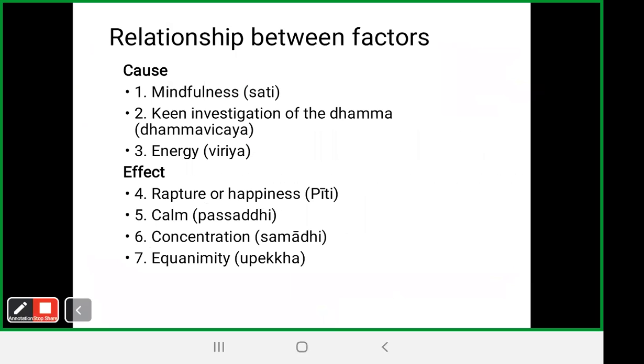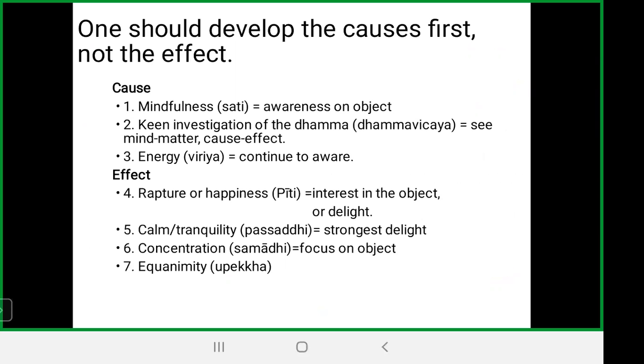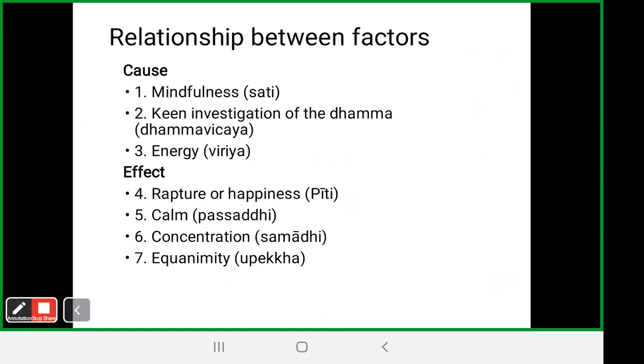Now, this is my main point here. There are 7 factors of enlightenment. We need to know what is the cause and what is the effect. The first one, second one, and third one is the cause, and then 4, 5, 6 is the effect. Why is it I divided it in this way?